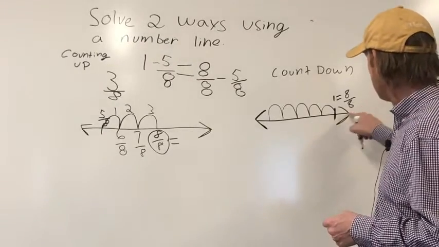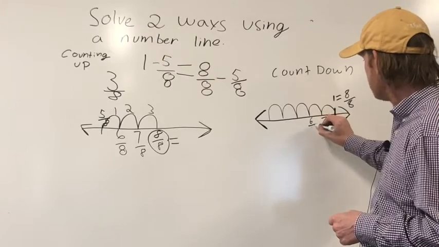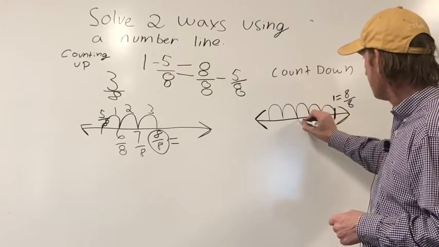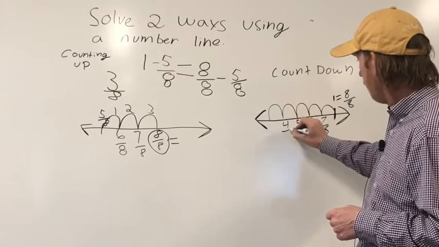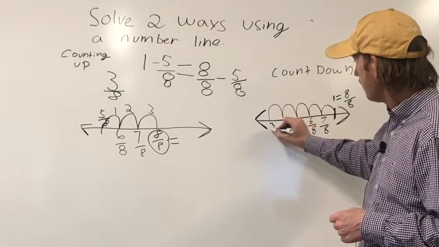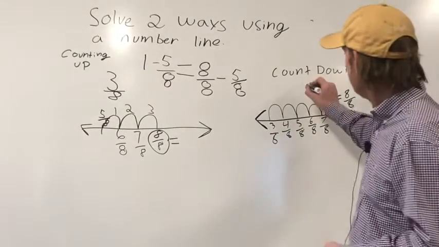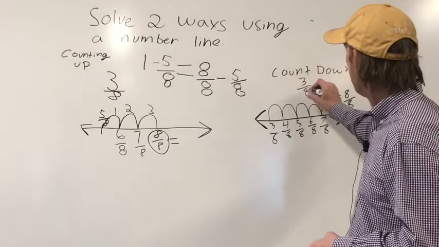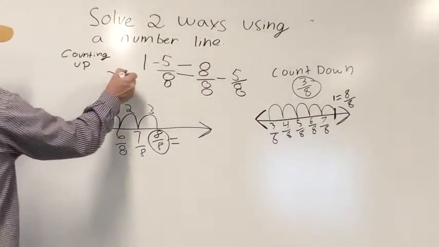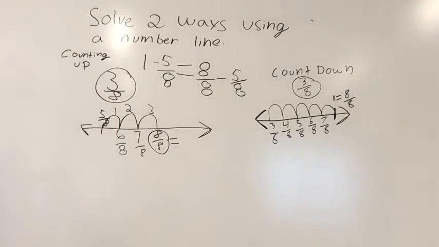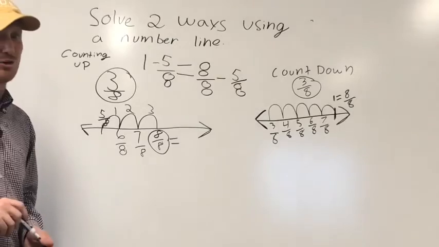I have 8/8, so I'll have 7/8, 6/8, 5/8, 4/8, 3/8. No matter which way I did the problem, whether I counted down or I counted up, I got 3/8 as my answer. Now, let's look at another problem.